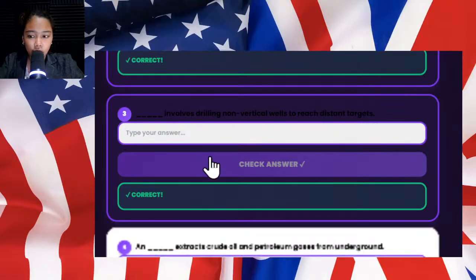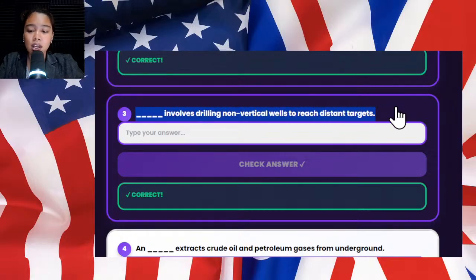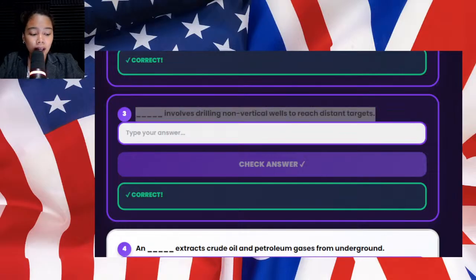Okay, that is correct. Again, our answer here is directional drilling. Directional drilling involves drilling non-vertical wells to reach distant targets. Basically, it provides flexible angles. Unlike traditional methods that only go straight down, this technique involves intentionally deviating the wellbore along a planned path to reach targets that are not directly below the surface location.